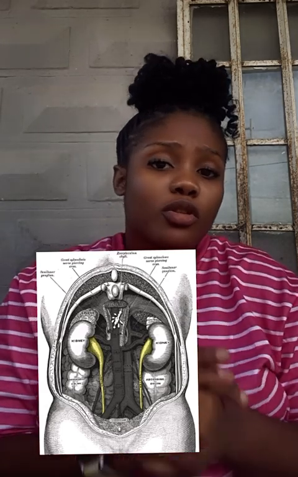Now let's talk about the location of this ureter. It is located behind the peritoneum and lies at the posterior part of the abdominal walls. Now let's talk about the microscopic structure of the ureter. It is composed of three layers or tissues. The first one is the fibrous tissue, the second one is the muscular layer, and the third one is the mucosa.